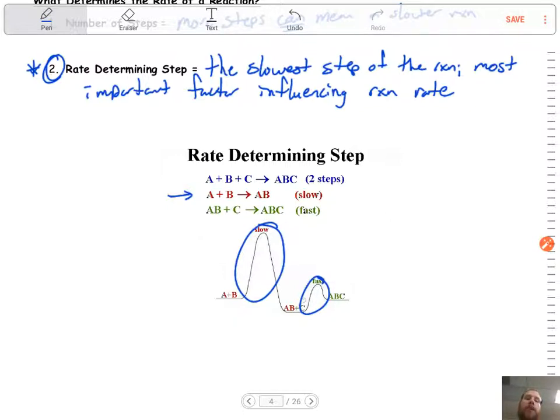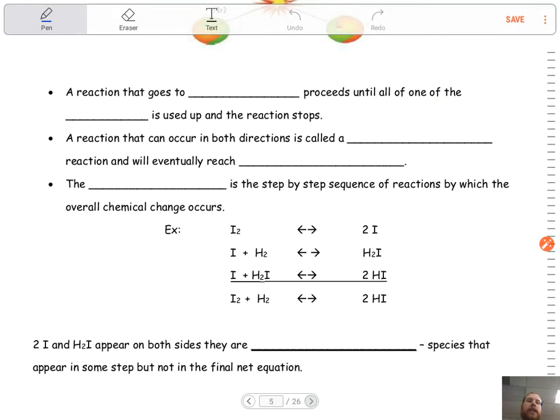But again, you're only as strong as your weakest link. You're only as fast as your slowest step. All right, so that's what makes this process as long as it is, that slow first step. All right, so let's continue on.